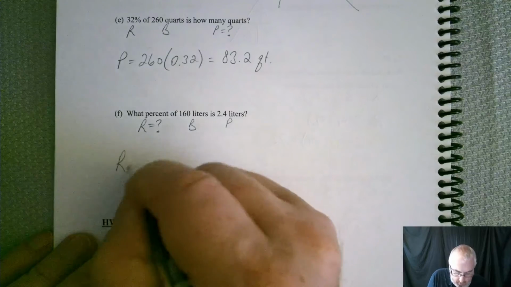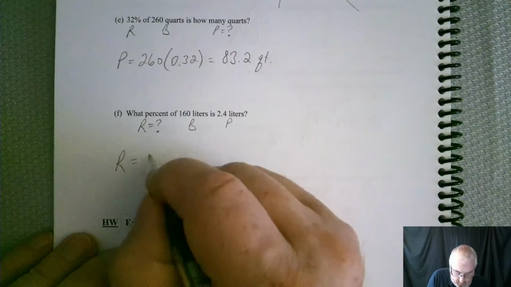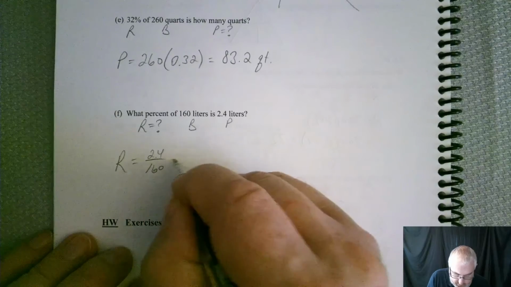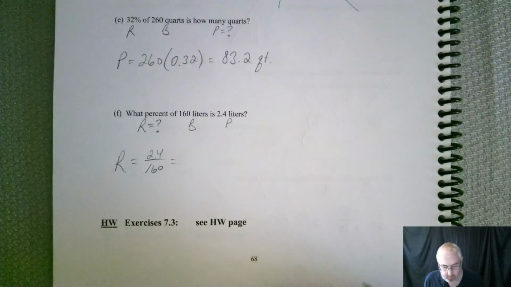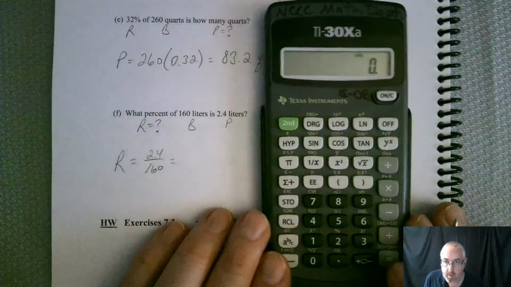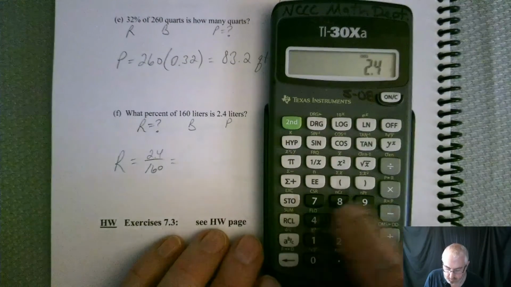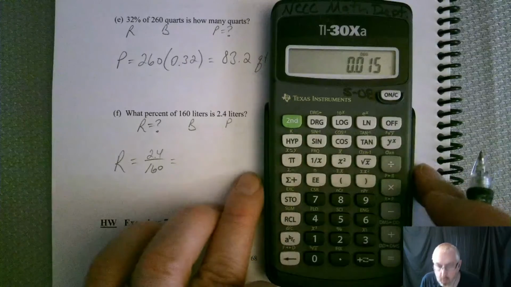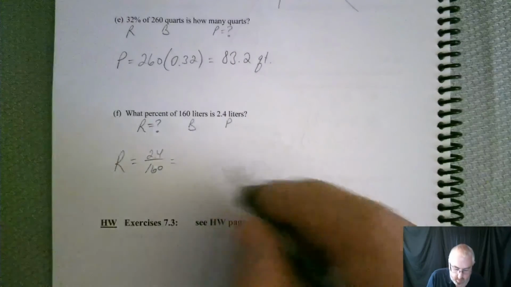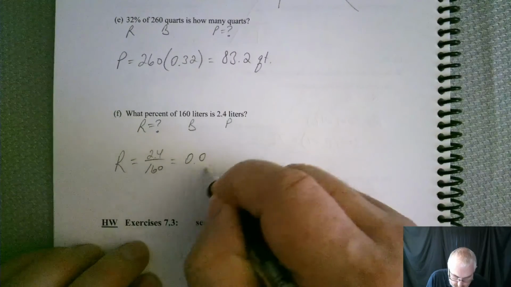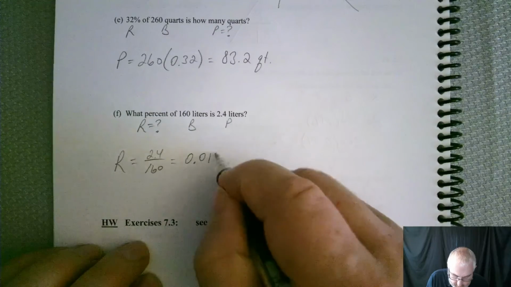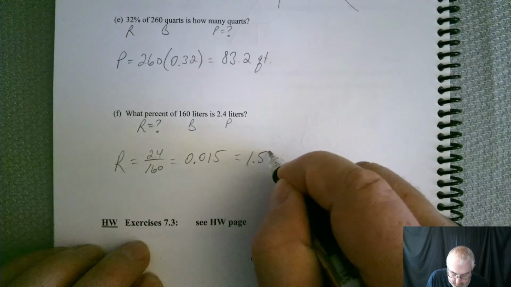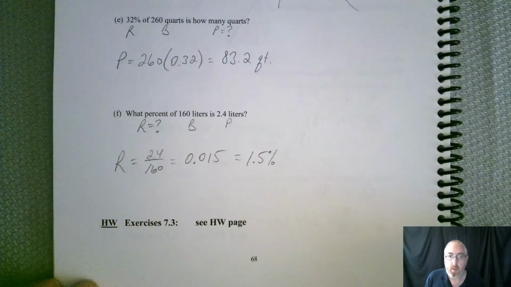So R equals P over B. So 2.4 over 160, which equals, let's take a look, 2.4 divided by 160 equals 0.015. 0.015, and then move your decimal point. So 1.5%.